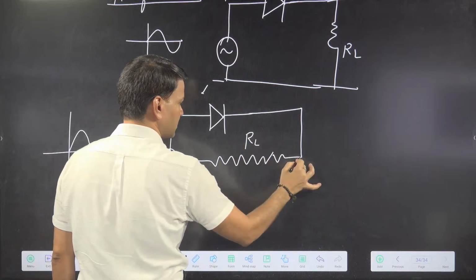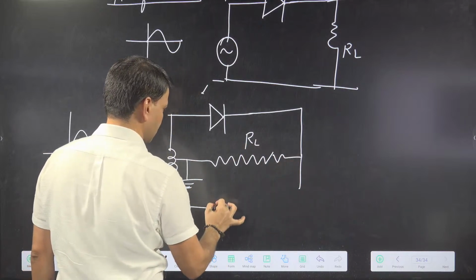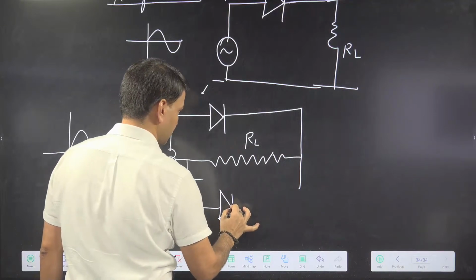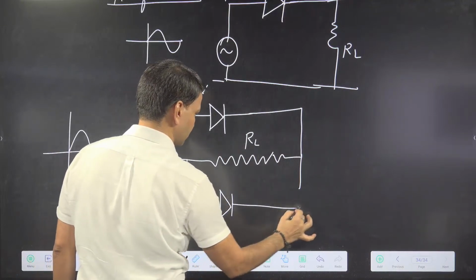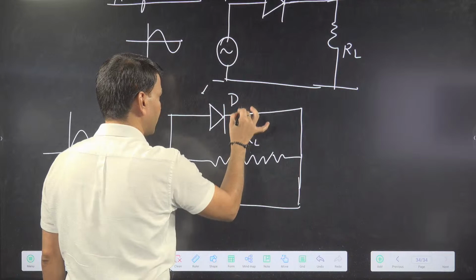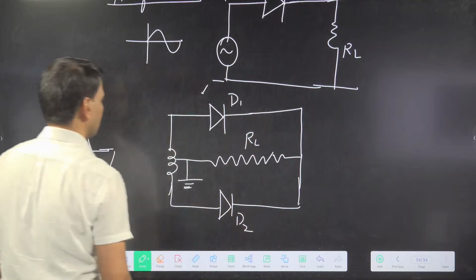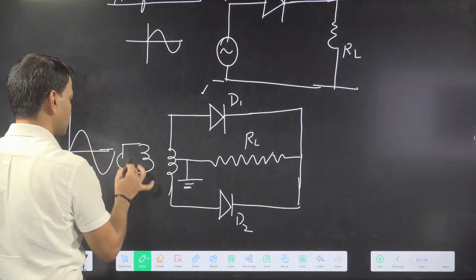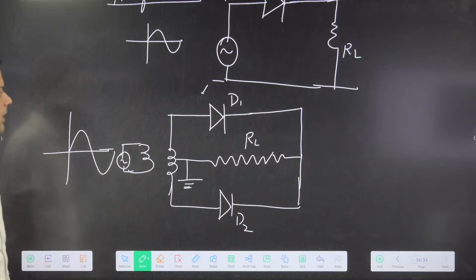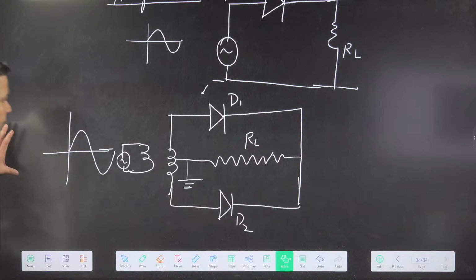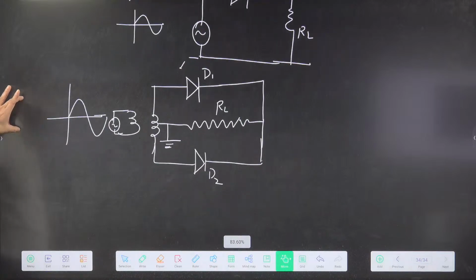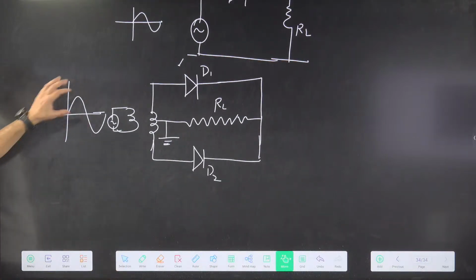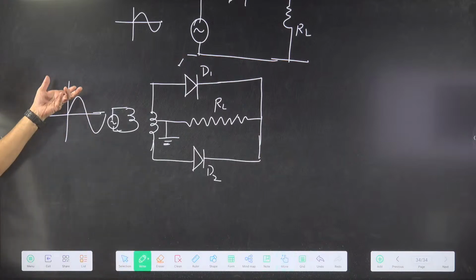This is the load resistance, and here we have added the two diodes D1 and D2. Here we are applying the alternating source. Then in that case, what will happen? So D1, suppose you are applying the sinusoidal voltage.